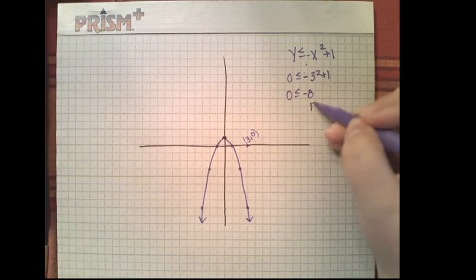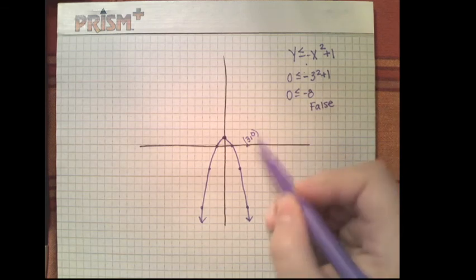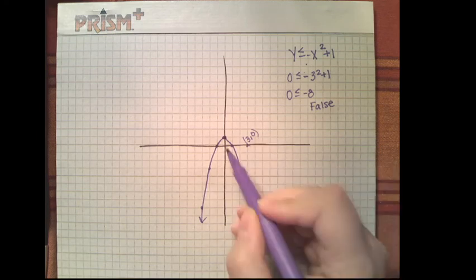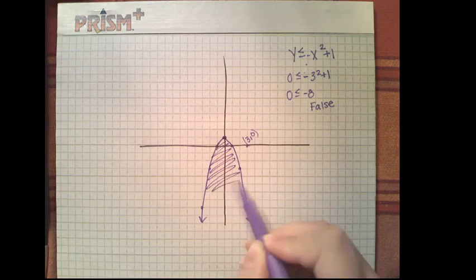So that's a false statement, because 0 is not less than or equal to negative 8. That means 3, 0 is not a solution point. That means we are going to shade inside the parabola this time.